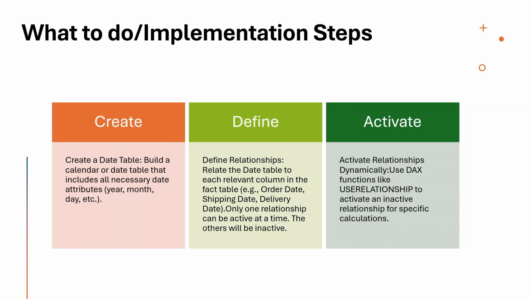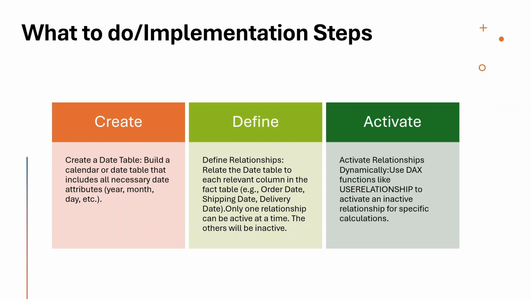Now, I want you to know that in Power BI, when creating relationships between tables, you can only create one active relationship between two tables. That is, you cannot have more than one active relationship between two tables. So let's assume that you create a relationship between the order date column in the sales table and the date column in the date or calendar table. That's going to give you an active relationship. But if you now want to connect that same date column in your date table with the other date columns, like the shipping date and the delivery date, it is going to give you an inactive relationship.